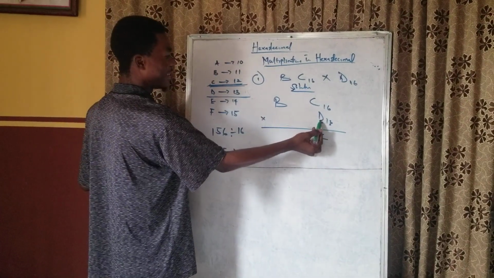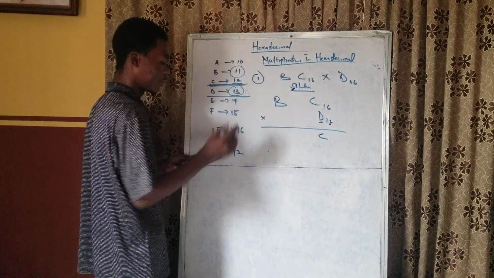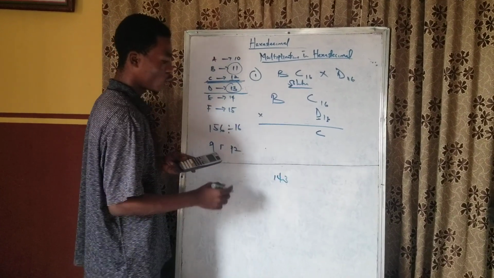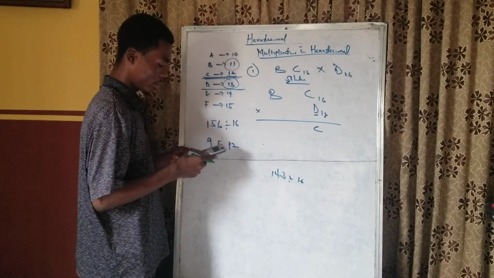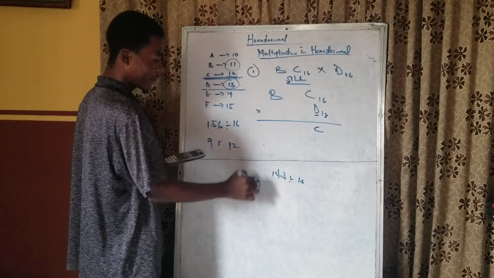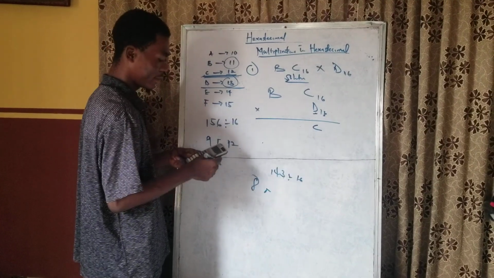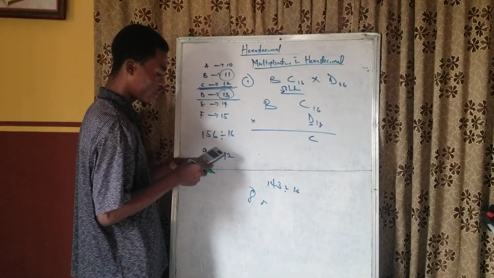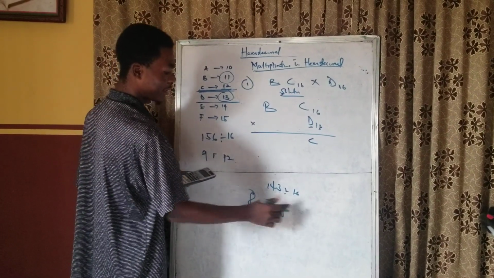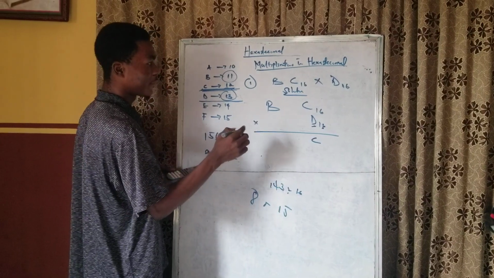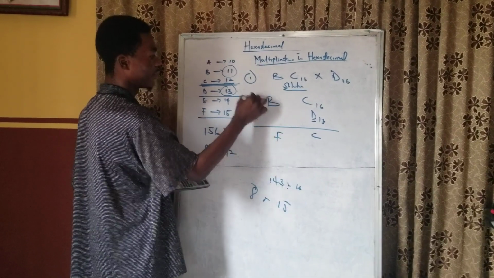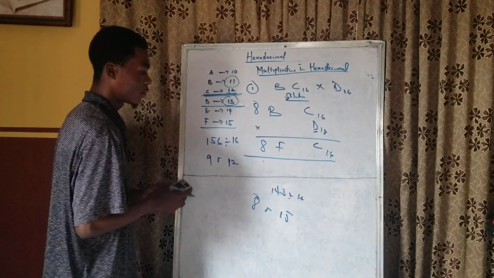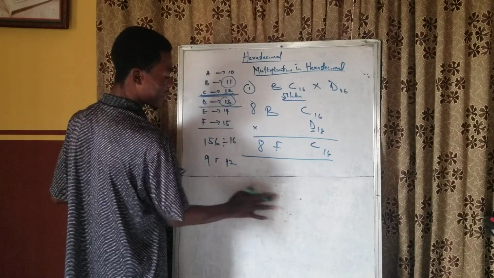The next thing we say is D, which is 13, multiplied by B, which is 11. 13 multiplied by 11 is 143. So 143 divided by 16 is 8 remainder. 8 multiplied by 16 is 128. So 143 minus 128, we have 15. That is 8 remainder 15. So what is our 15? Our 15 is F, and we have 8. So we write 8F, base 16. Do you understand that? Okay, good.